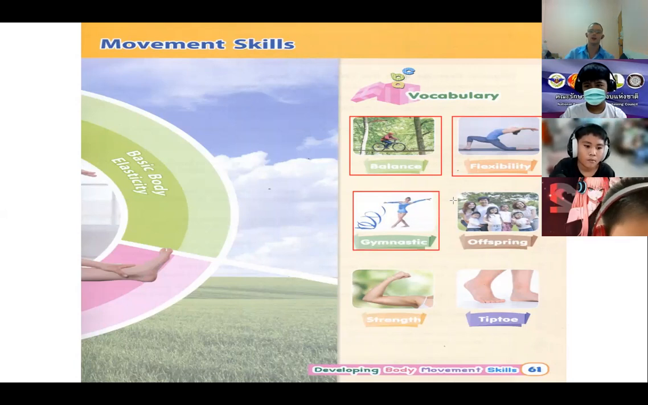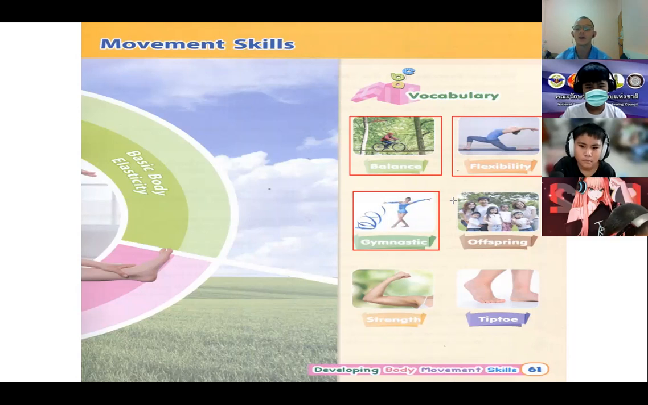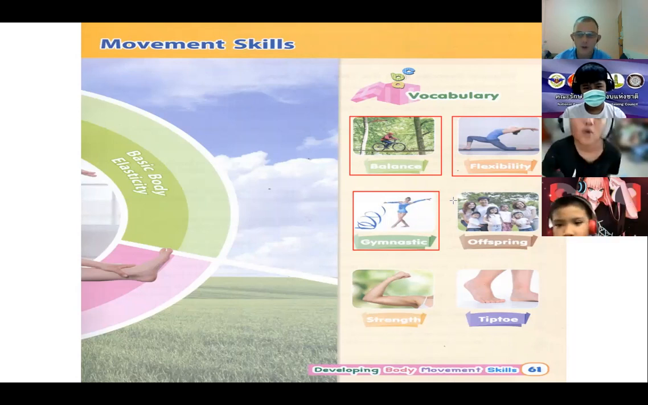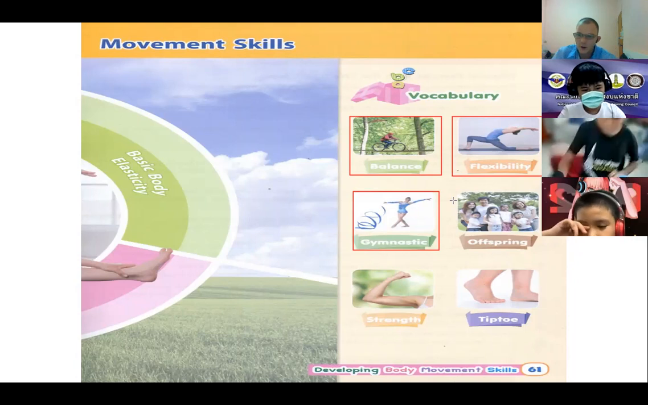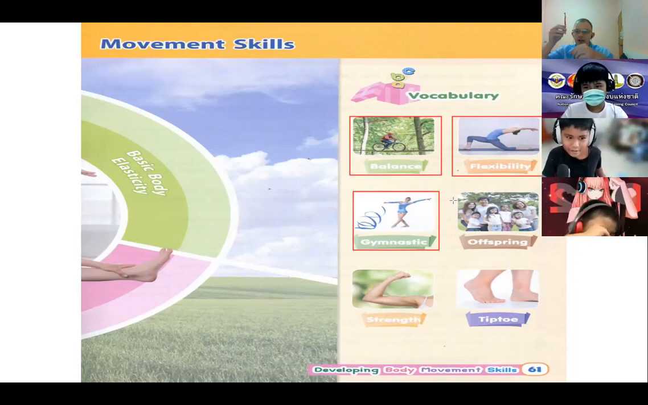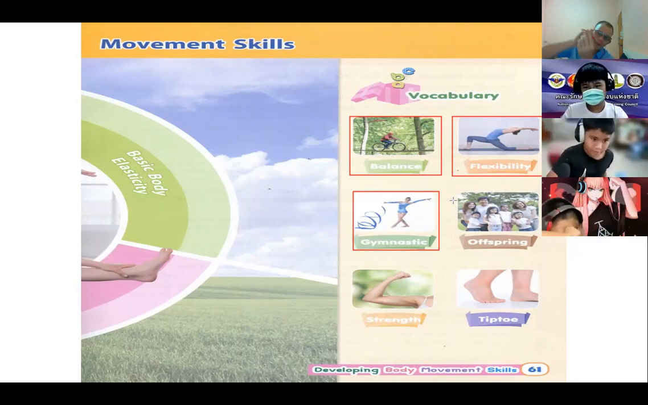Gymnastics. Yes, very good. What is gymnastics? Gymnastics is a sport that combines your own strength and flexibility to do very interesting things with your body. So for example, doing a front flip where you are running and you jump, boom, and you do a front flip. Or you turn around and you do a backflip.